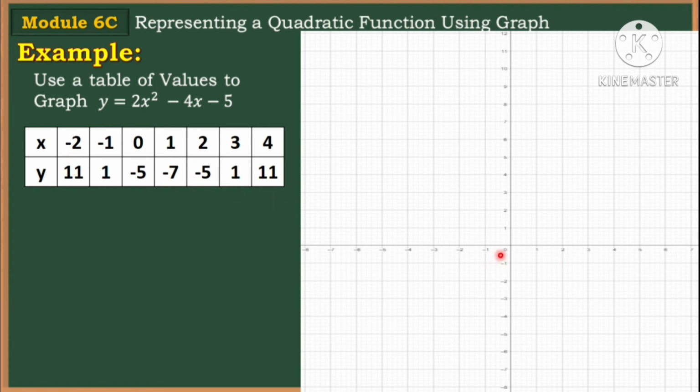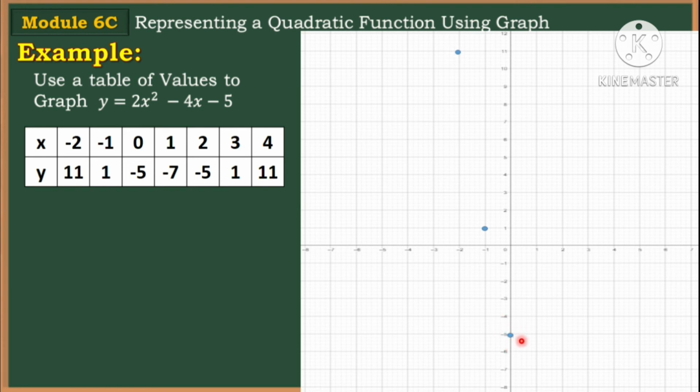So, if x is negative 2, so dito ang negative 2, then ang y ay 11, so positive, so nandito sa taas. So, 1, 2, 3, 4, 5, 6, 7, 8, 9, 10, 11. So, ang point natin ay nandito. Ayan. So, negative 2, 11. Next, negative 1, positive 1. So, x negative 1, positive 1. So, andito ang point natin. So, ito siya. Next, 0, negative 5. So, 0, y ay negative 5. So, na-point natin kanina sa review natin.